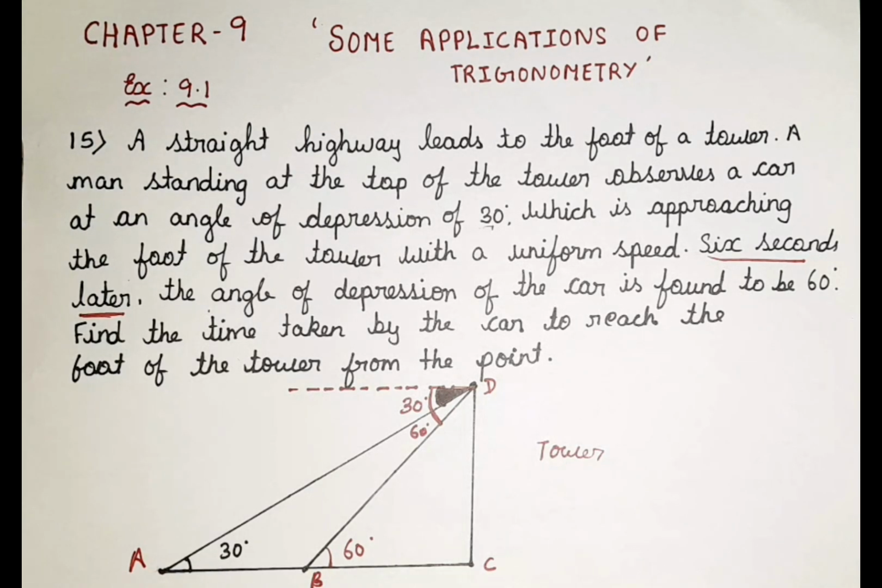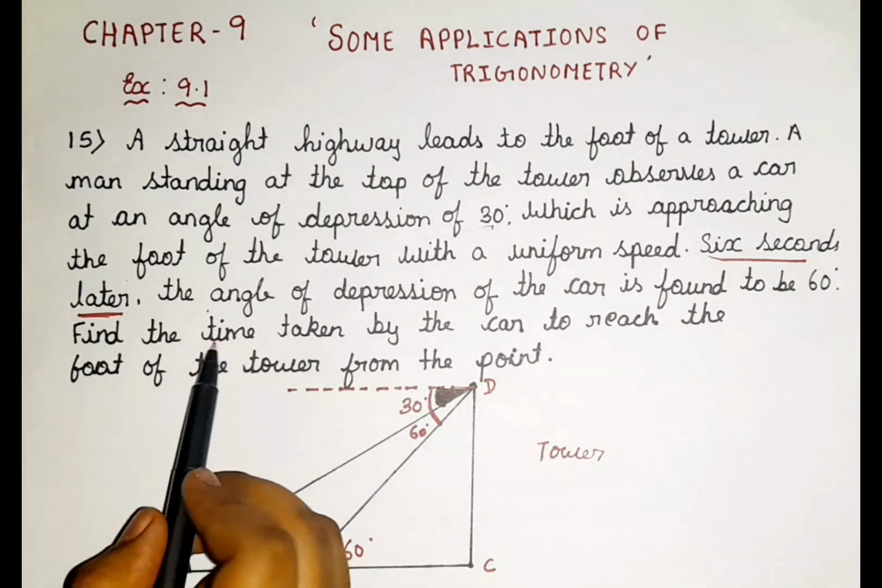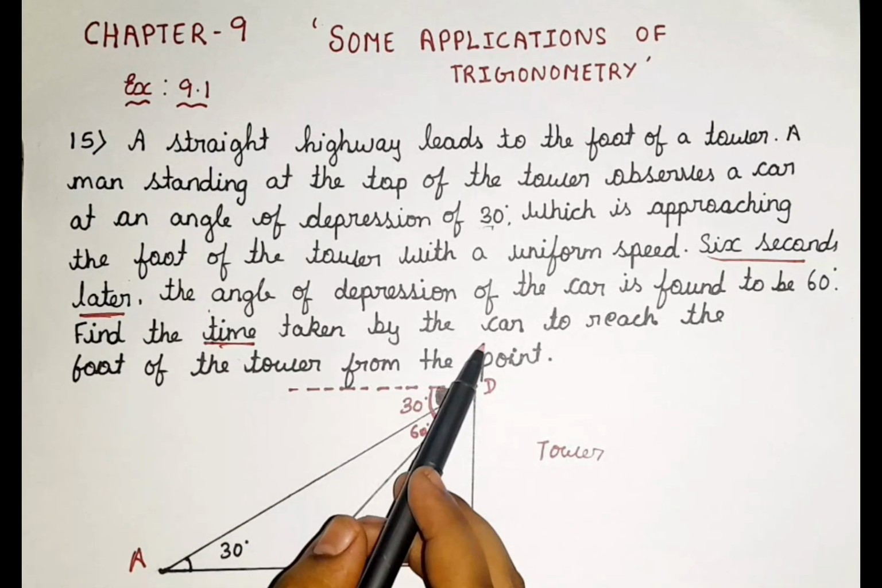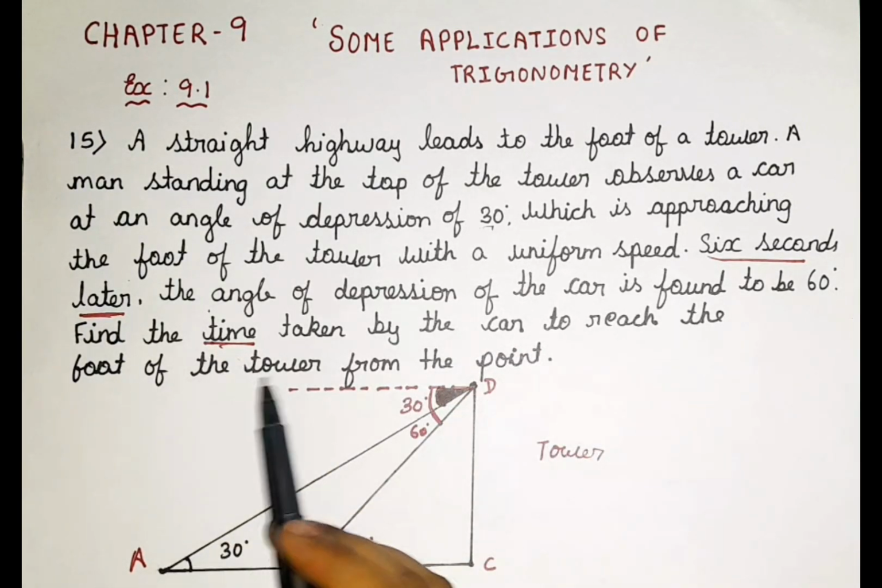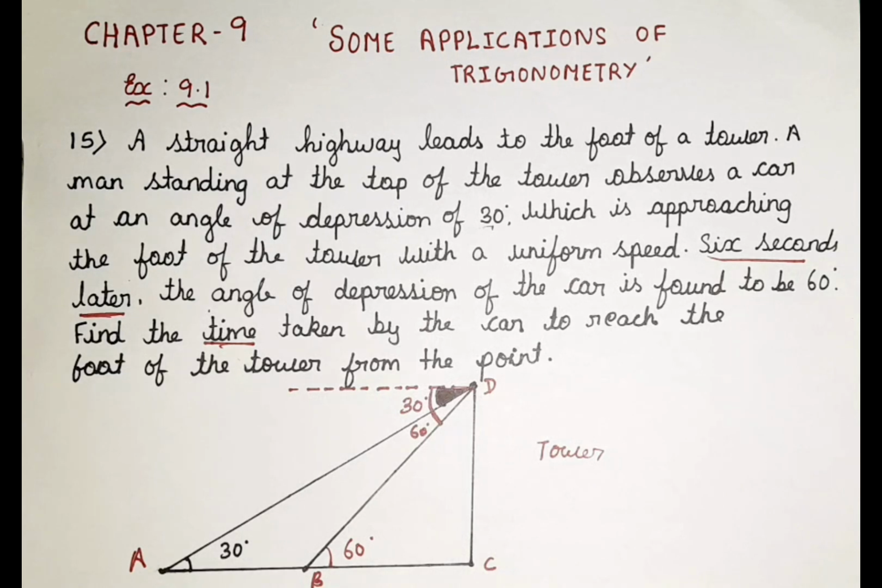Now what are we supposed to find? We are supposed to find the time taken by the car to reach the foot of the tower from the point. So here after 6 seconds the car reached here, isn't it? Now we are supposed to find the time taken by the car to reach the foot of the tower. This is the tower, this is the foot of the tower. So we are supposed to find the time between them.